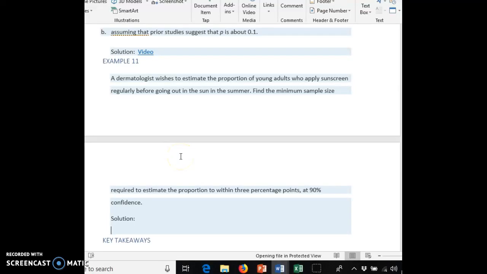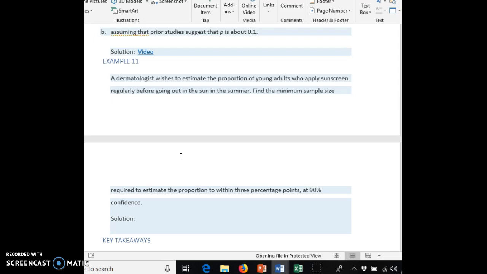So let's look at our last example. Example 11. A dermatologist wishes to estimate the proportion of young adults who apply sunscreen regularly before going out in the sun in the summer. Find the minimum sample size required to estimate the proportion to within 3 percentage points at 90% confidence.